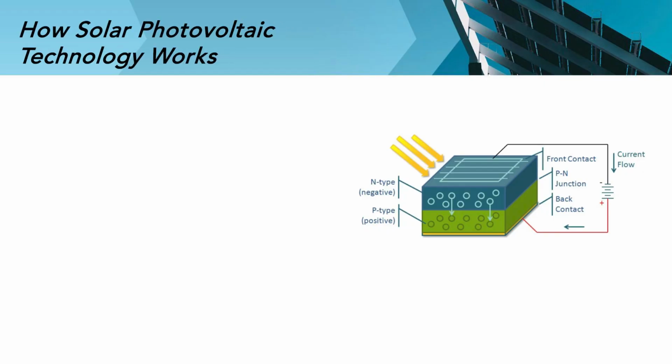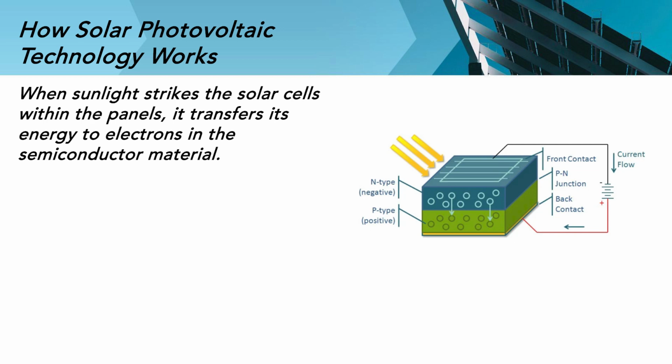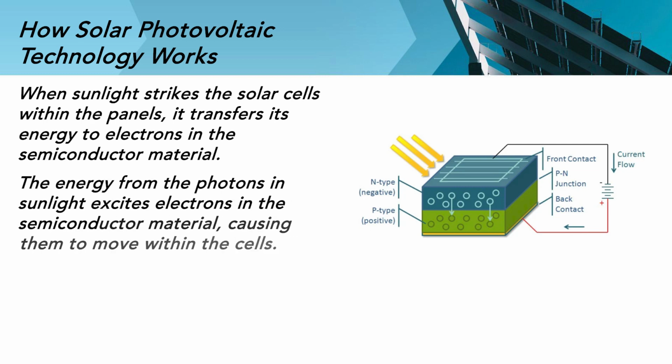Now, how does solar photovoltaic technology work? Solar panels are positioned to capture sunlight. When sunlight strikes the solar cells within the panels, it transfers its energy to electrons in the semiconductor material. The energy from the photons in sunlight excites electrons in the semiconductor material, causing them to move within the cells.